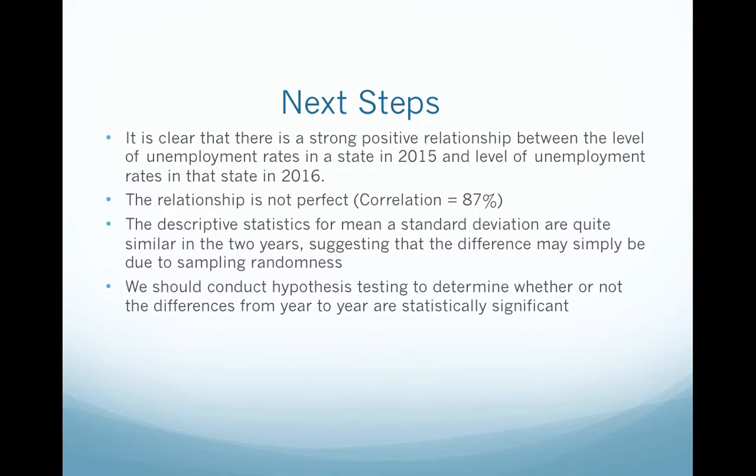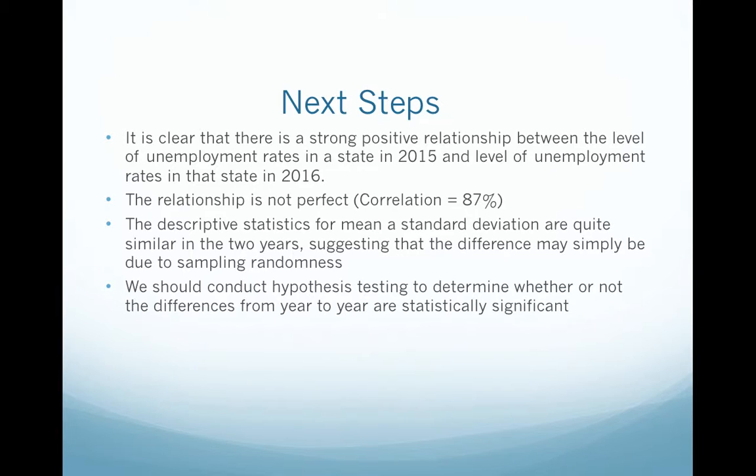From looking at the data, the plots, and the statistics, it seems clear that there is a pretty strong positive, positive-sloped relationship, think of it that way, between the level of unemployment rates in a state in 2015 and what the level would be in 2016. It's not a perfect relationship, and it's probably stronger in the extremes and maybe not as strong in the middle. And the mean and the standard deviations are quite similar for the two years.